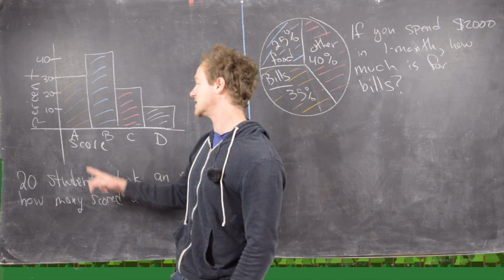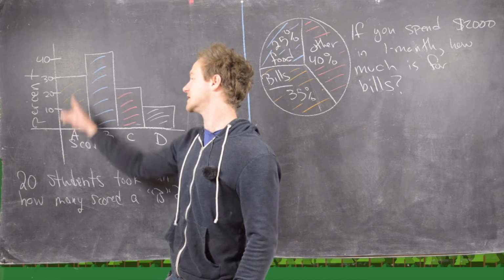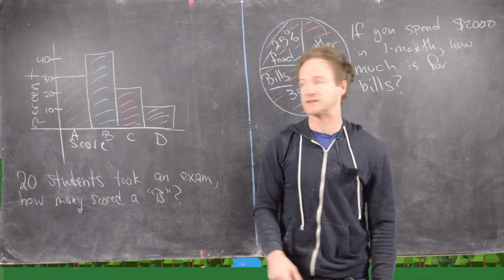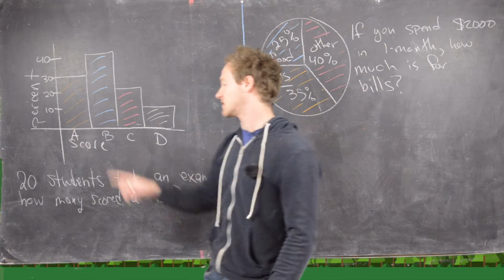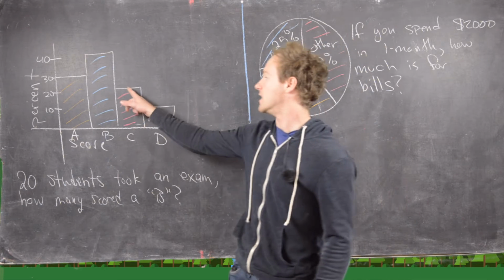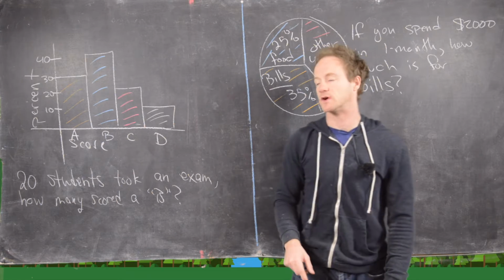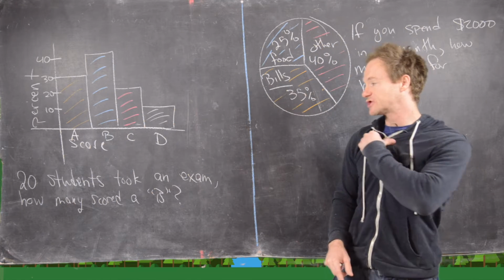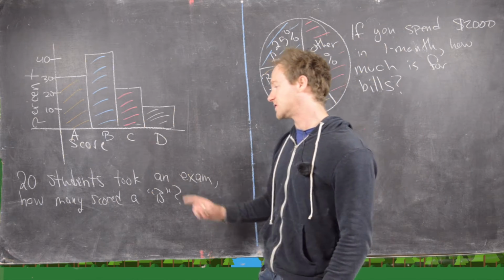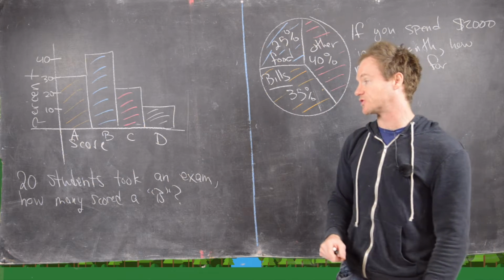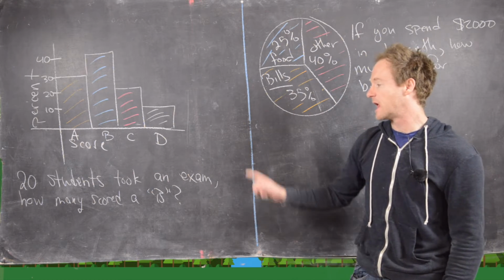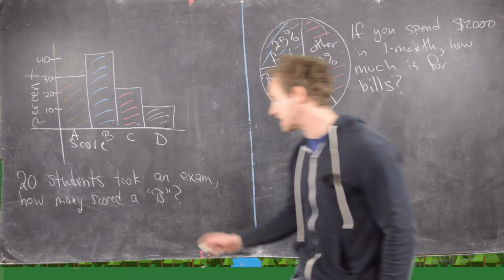So the way to read this is that 30% of the class scored an A on the exam, 40% of the class scored a B, another 20% scored a C, and then finally 10% scored a D. So the question that we want to answer is, if 20 students are in the class, and so 20 students took the exam, how many scored a B?